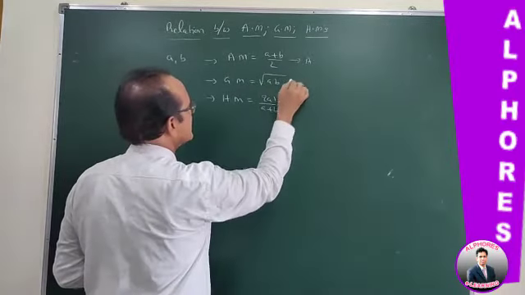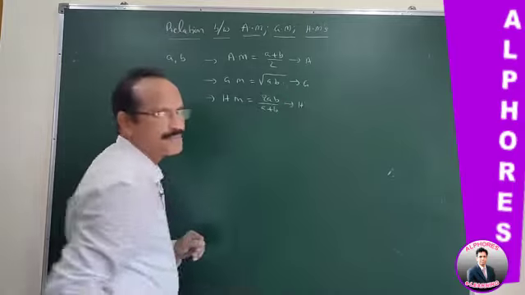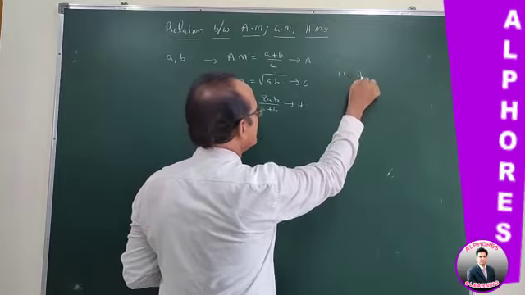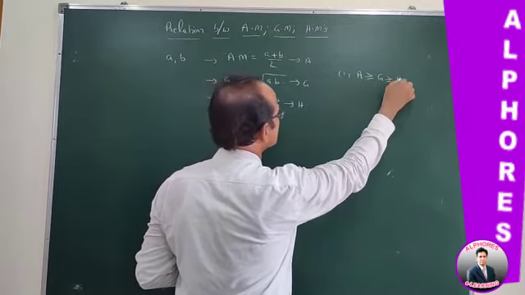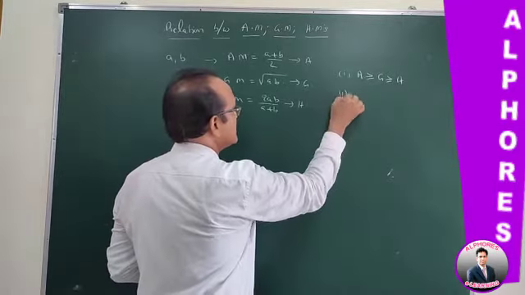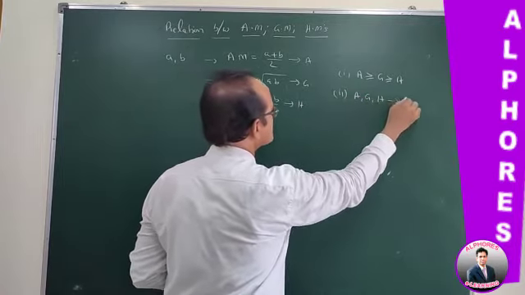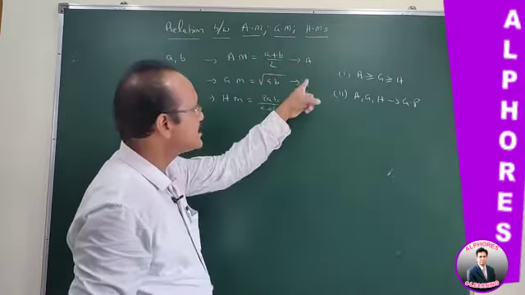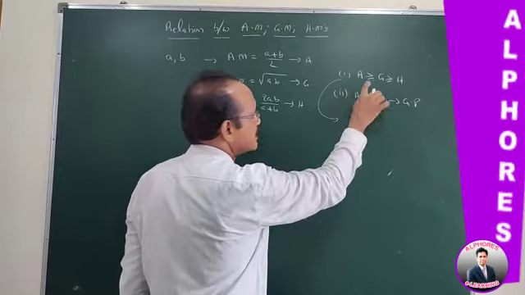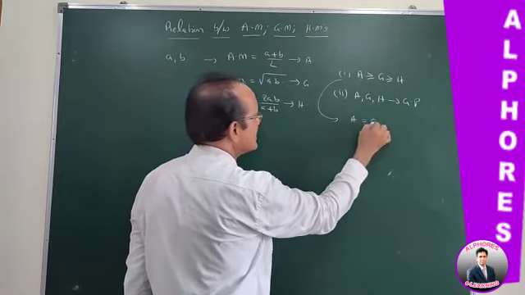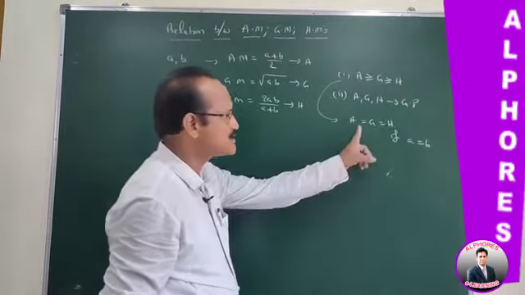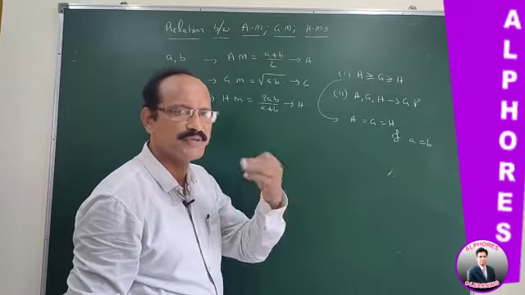So if they are A, G, H, then the relation among AM, GM, HM is given by A is greater than or equal to G is greater than or equal to H. That is, AM is greater than or equal to GM is greater than or equal to HM. Of course, A, G, H form a GP. And the equality sign occurs in this inequality, that is A equals G equals H, if the numbers are equal. Then the arithmetic mean, geometric mean and harmonic mean are the same.